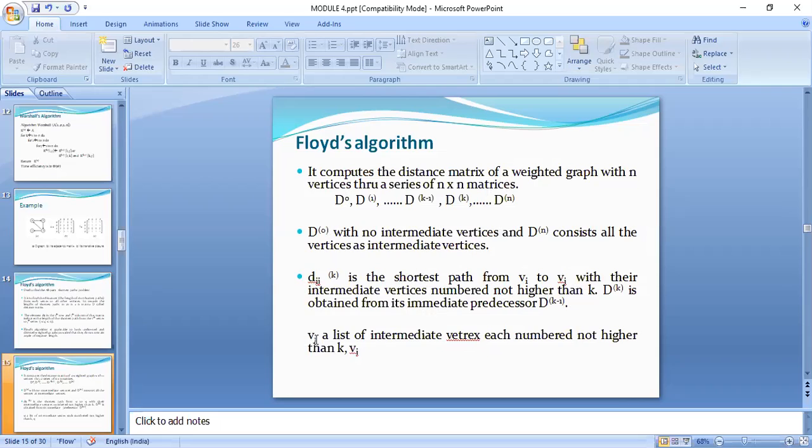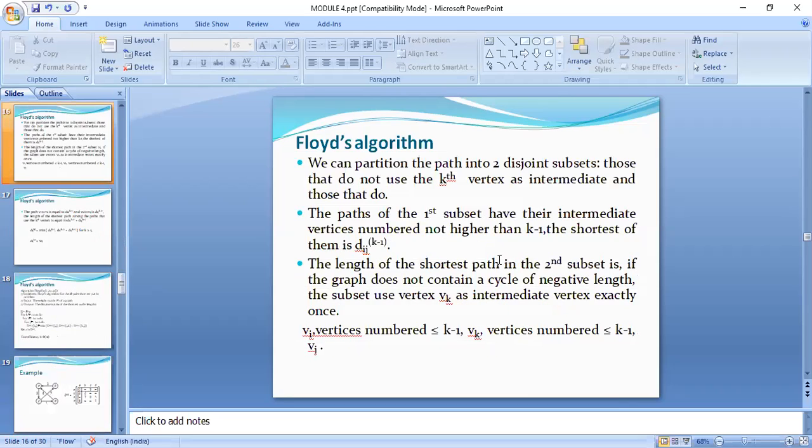You will start with Vi and end up with Vj, with a list of intermediate vertices not numbered higher than k. Now, when you partition Floyd's algorithm, we can partition the paths into two disjoint subsets: those that do not use the kth vertex as an intermediate and those that do. The paths of the first subset have their intermediate vertices numbered not higher than k minus 1. The shortest of them is Dij of k minus 1. For the second subset, if the graph does not contain a cycle of negative length, the paths use the vertex Vk as an intermediate vertex exactly once.